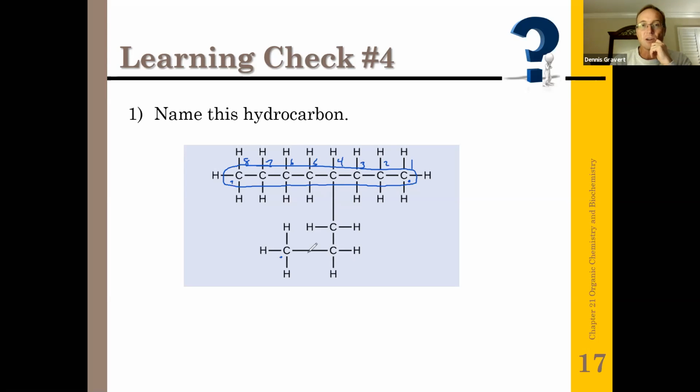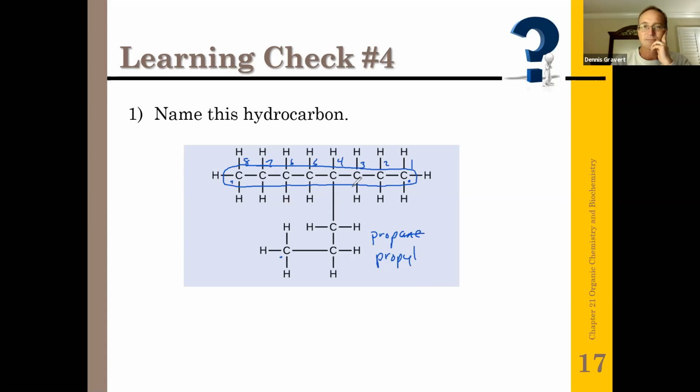What's off of number 4? A 3-carbon branch. That's peanut. Molly eats peanut butter. That reminds me of propane. Sorry. 3 carbons is propane, but lose the -ane ending. Propane is the name of a 3-carbon for the longest chain, the parent. This is a branch. This is a propyl branch.